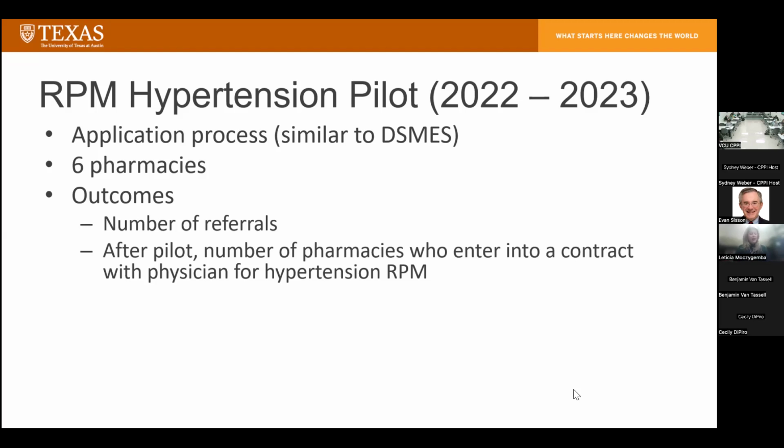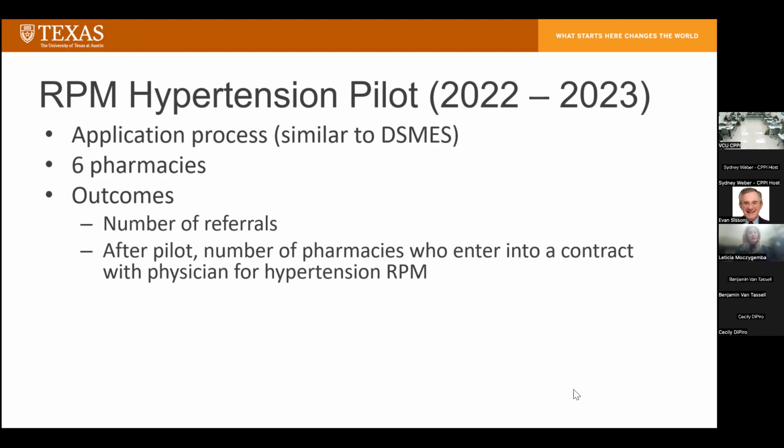And we said at the beginning, if we can get at least one, we'll be really happy with that. And so we had an application process very similar to what I described for DSMES, with the exception that we put a little more emphasis on the existing collaborations with providers. This one is really important because the goal is to contract with the physician for this service. Those that had strong collaborations, beyond the typical relationship from a dispensing perspective, was actually really important. And so we placed a little more emphasis on that in the application process.